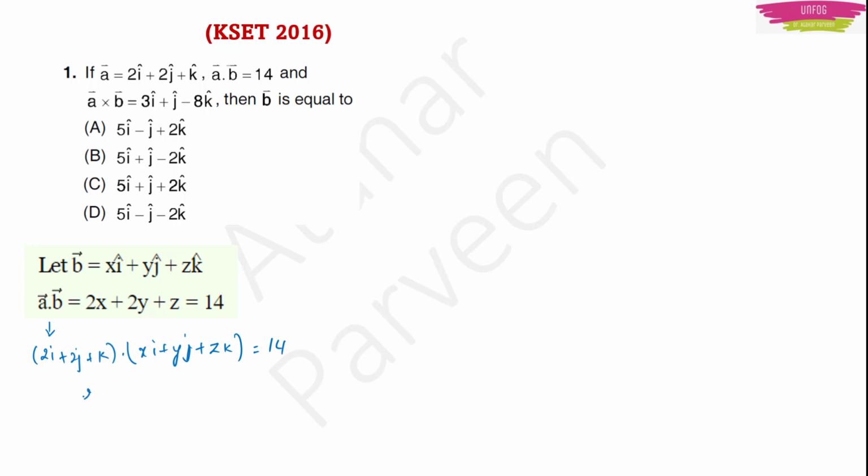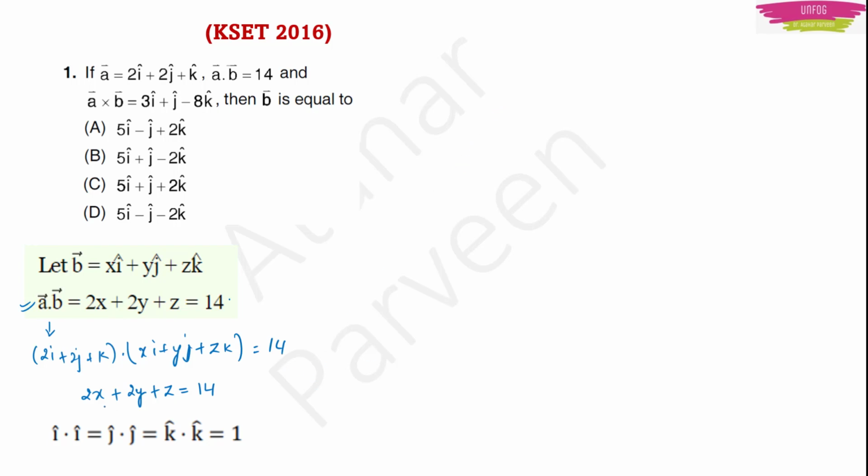Now I can write it like this: 2x plus 2y plus z is equal to 14. So this is A dot B, which is 14. This we know. Now what you can do is start from option A, substitute the values here, and see whether you are getting 14 or not. That's it.